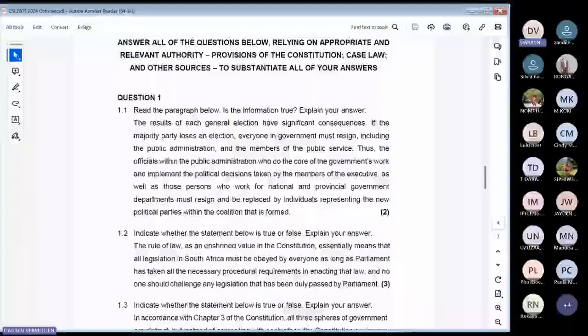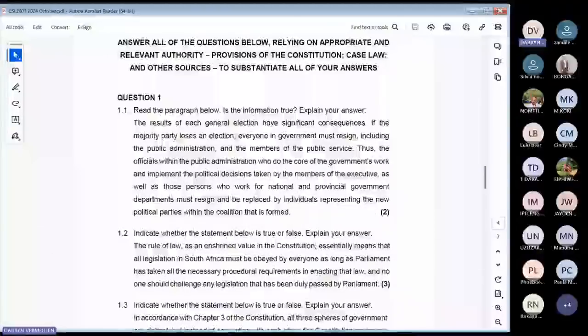So the first question, question 1.1, says, read the paragraph below. Is the information true? Important to note here is that we have to explain our answer. We can't just say true or false. We have to give reasons as to why it is true or false.